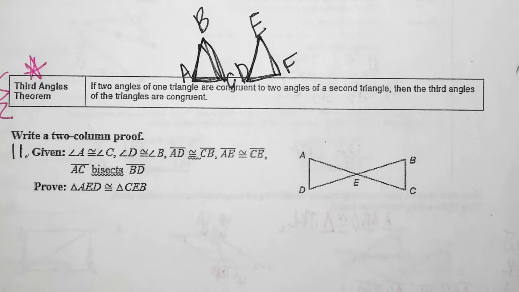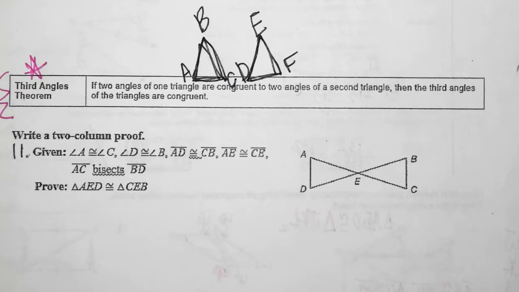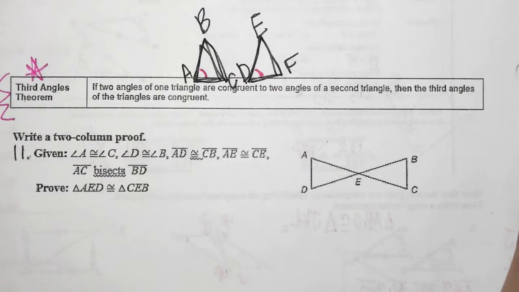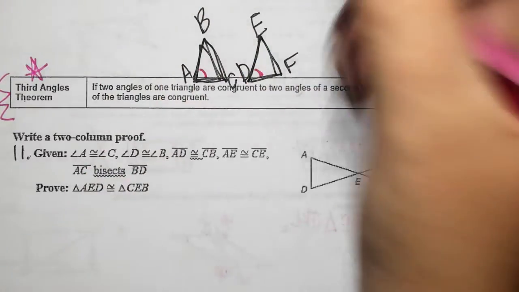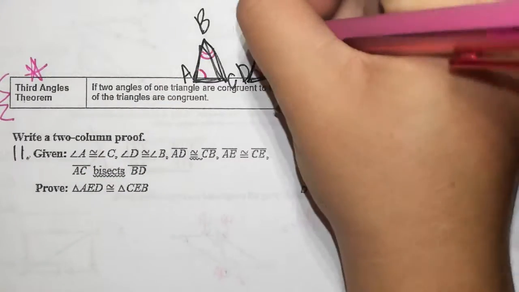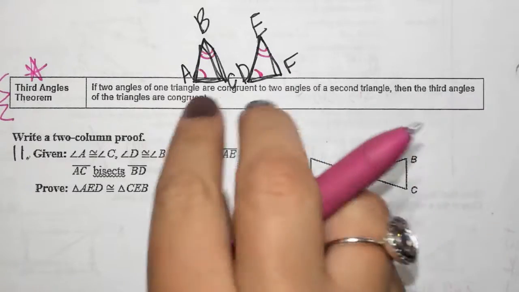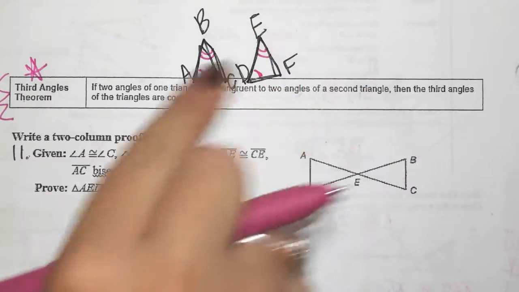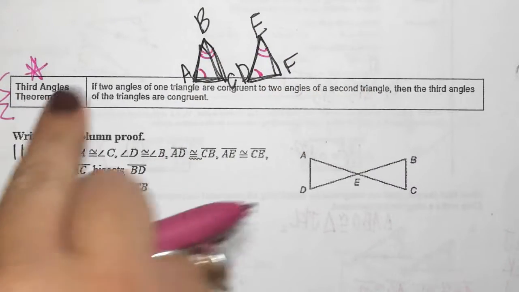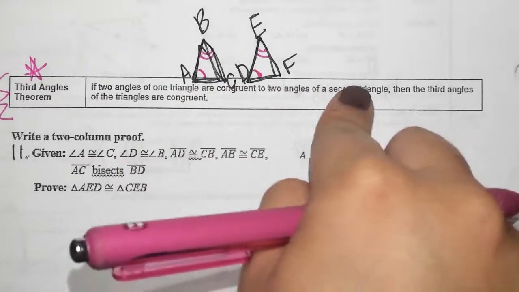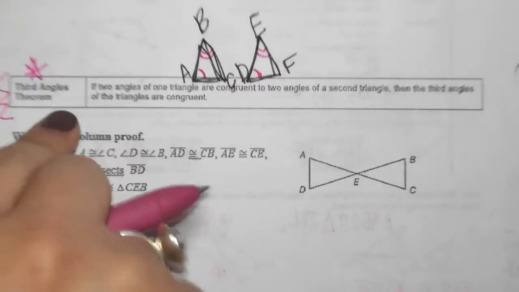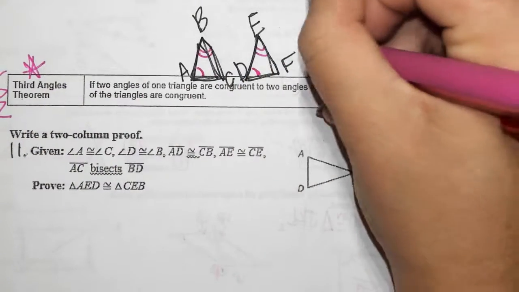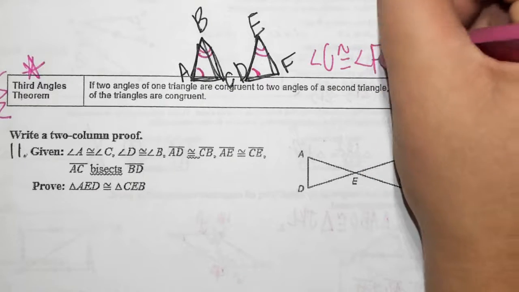If I am given, I'm not proving, they've told me this. Angle A is congruent to angle D. Okay, so they told me A is congruent to D. And they told me B is congruent to E. So I know that 2 angles are the same. A is congruent to D, B is congruent to E. The third angle theorem says if 2 angles are congruent to 2 angles of a second triangle, then by this theorem, you can say that angle C has to be congruent to angle F.